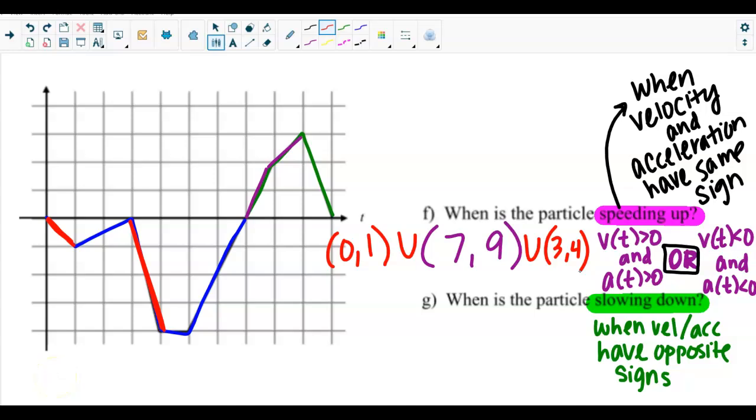Velocity and acceleration have opposite signs. So if you are moving in the right direction, think about if you are moving right in a car, but now you are slowing down from 30 to 25. Because your acceleration is decreasing, but you're going in the positive direction, you're actually slowing down.